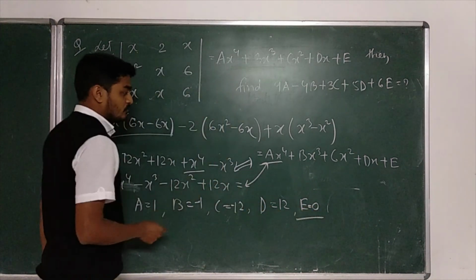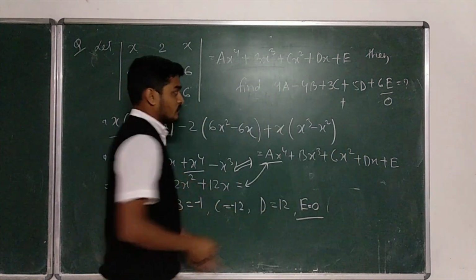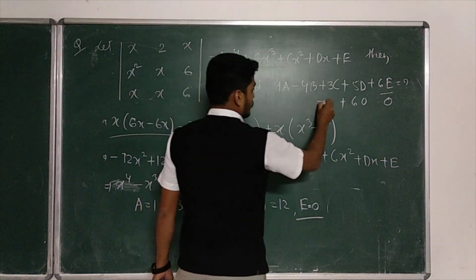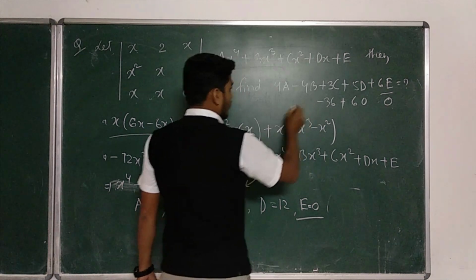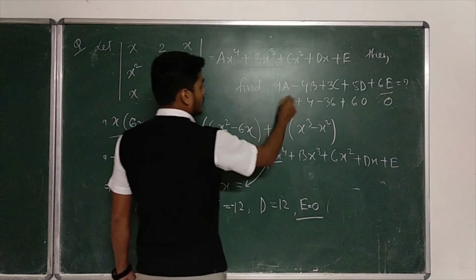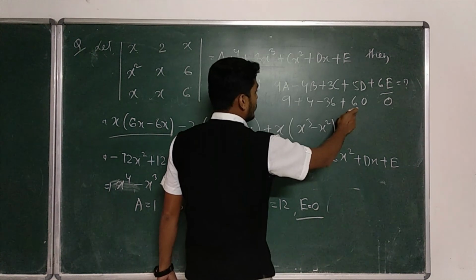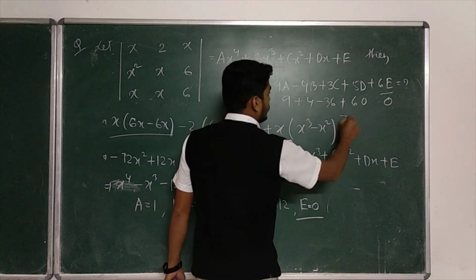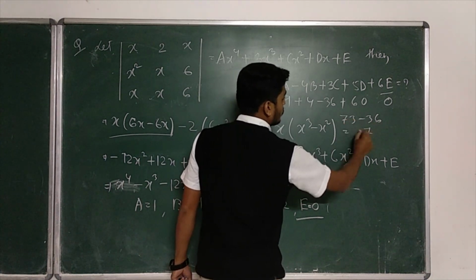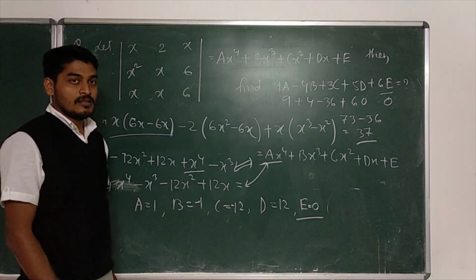So putting the value here, for e is equal to 0, this term will become 0, plus d is equal to 12, so 60, and c is equal to minus 12, so minus 36, and b is equal to minus 1, so it will be plus 4, and a is equal to 1, so it will be 9. So in this way we will try to simplify all those expressions. So 60 plus 4 plus 9 minus 36 is equal to 37. So this is the answer. Answer is 37. So I hope you are getting my point.